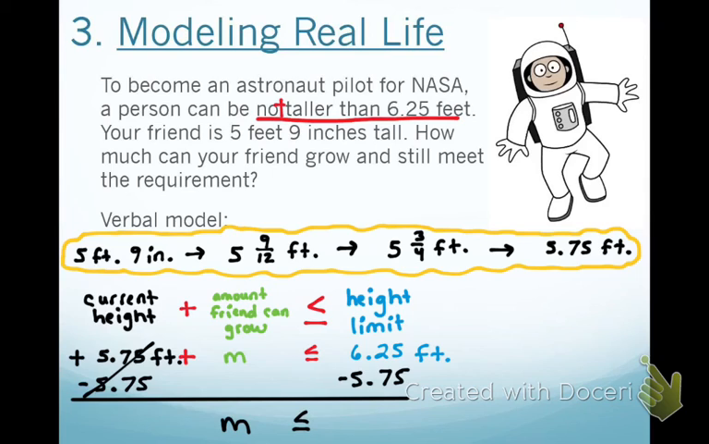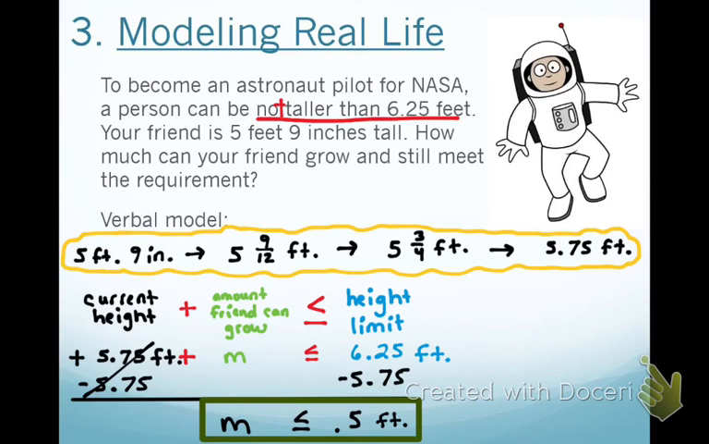0.5 feet. Okay, it says 0.50, but you can just put 0.5 and then feet. So this answer says all solutions are less than or equal to 0.5 feet. Could your friend grow exactly 0.5 feet? Yes, there's an equal to sign. Could your friend grow 0.1 feet? Yes, they would still be under the limit.